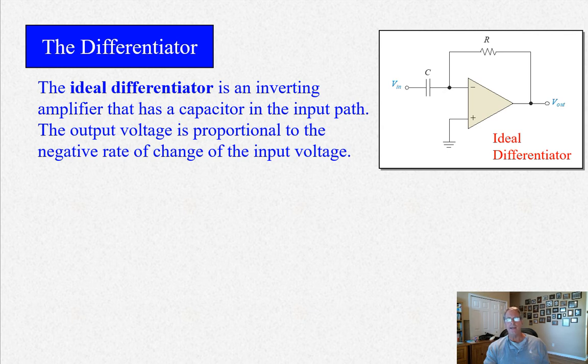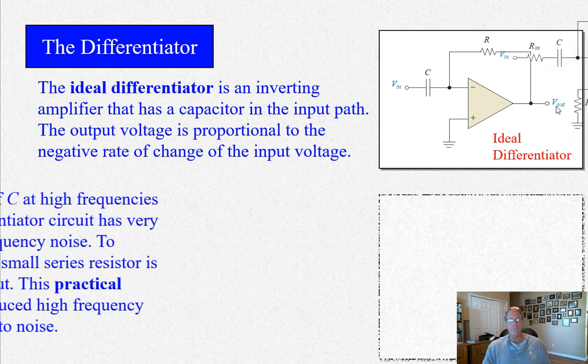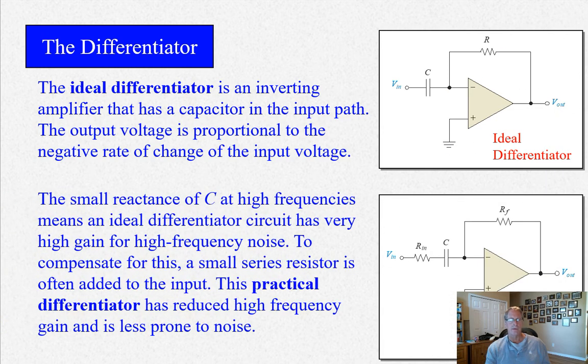So in this case, the output is proportional to the rate of change of the input. So if you have a ramp coming in from your integrator, for example, it's going to charge this capacitor in a linear fashion and produce a constant voltage that will be reflected on the output. So let's take a look.